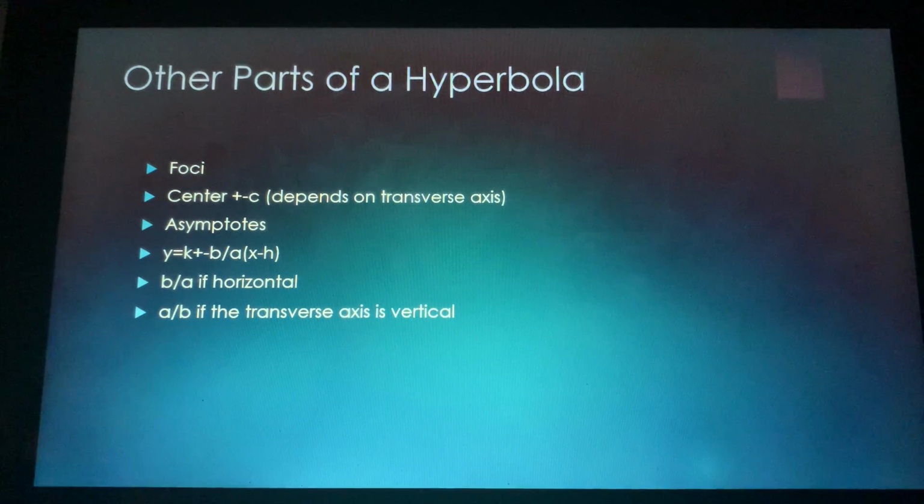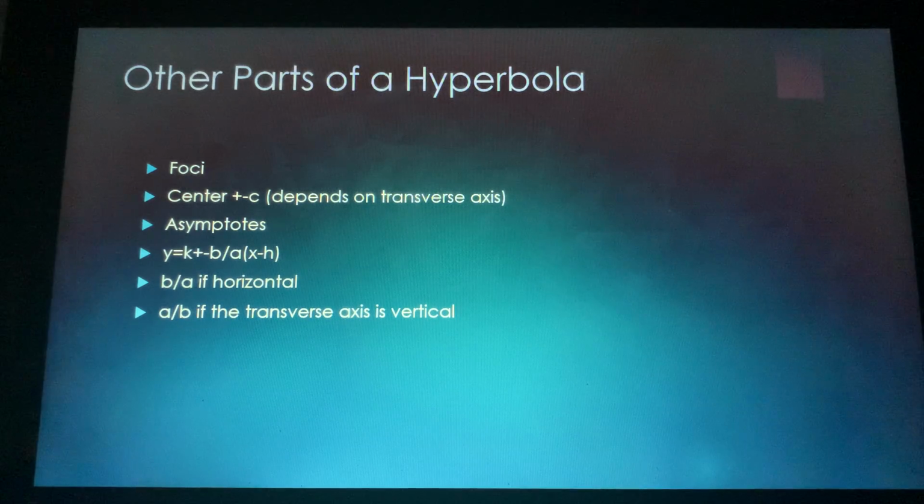Let's talk about the other parts of the hyperbola. The foci are the center plus or minus c, and depending on the transverse axis, you either add and subtract c to the x value or the y value. Remember, the foci are on the same transverse axis as the vertices and the center. So it's either going to be vertical or horizontal.